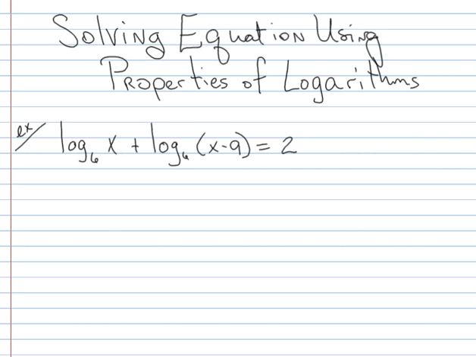Then we're going to be looking at solving equations using some properties of logarithms. Looking at our first example here, we have the log base 6 of x plus the log base 6 of x minus 9, that's equal to 2. Remembering our product property, we can put these two things together. This becomes the log base 6 of x times x minus 9, and that's equal to 2.